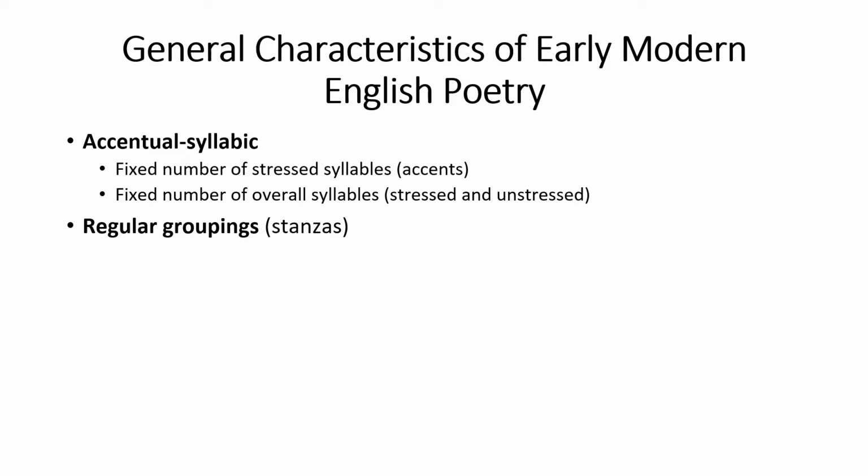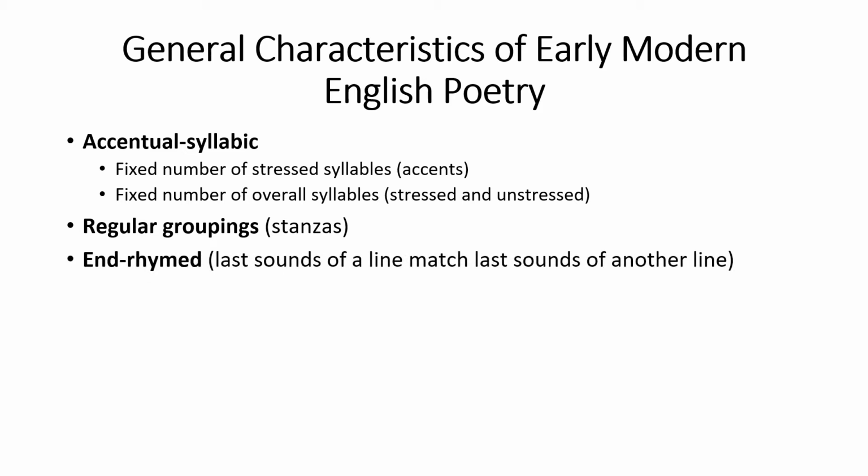Early modern English poetry is also presented usually in regular groupings. We call those stanzas. It's often end-rhymed. That is, the last sound of a line matches the last sound of another line.